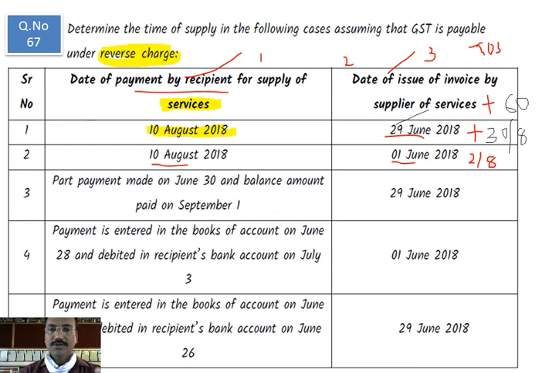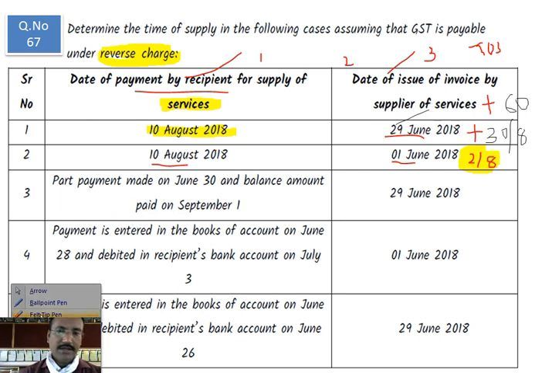In this question we need to follow the 3 rules, but a date of payment is given, while the books of account and bank account debit are not given clearly. So you take the date of payment as the only one. So 10th August and 1st June, which was revised to 2nd August. August 2nd or 10th August, which one is the earlier? Now in this case, your time of supply is this calculated date. So 2nd August 2018 is the time of supply.